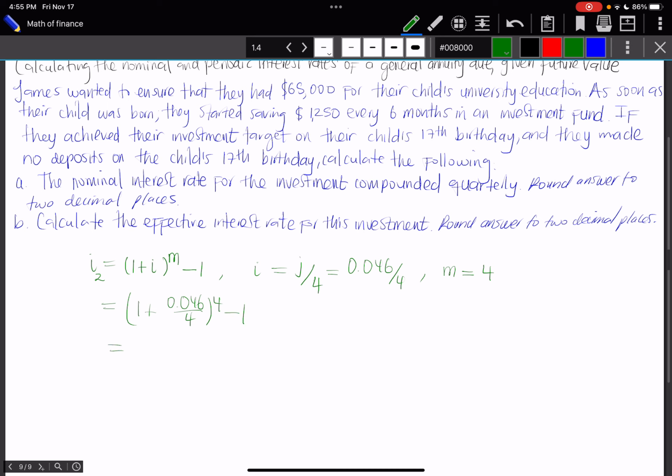This gives us the number 4.679960 and some other numbers, which can be rounded off to 4.68%. So therefore, the effective interest rate for the investment was 4.68%. If you're using a calculator to work with this number, you want to do bracket 1 plus 0.046 divided by 4, bracket raised to the 4, and then take away 1.